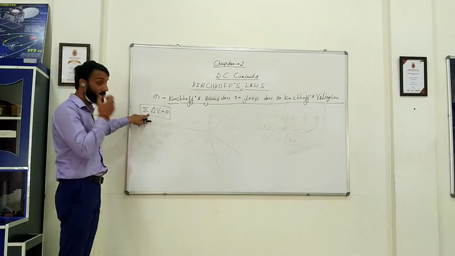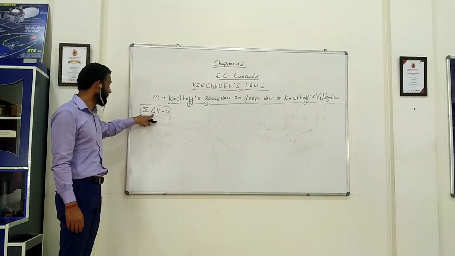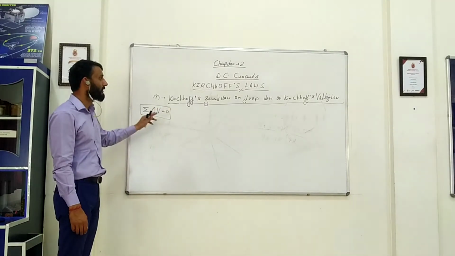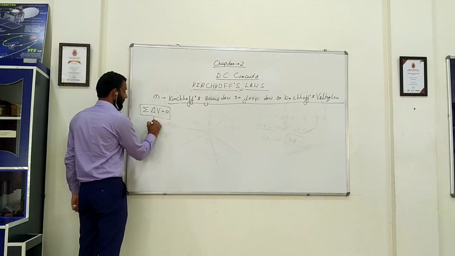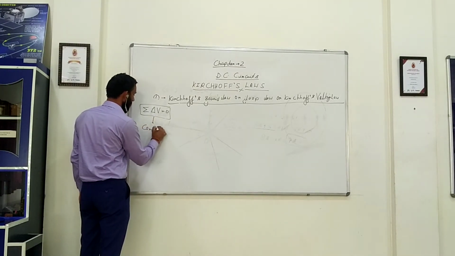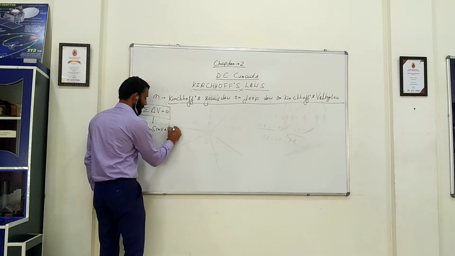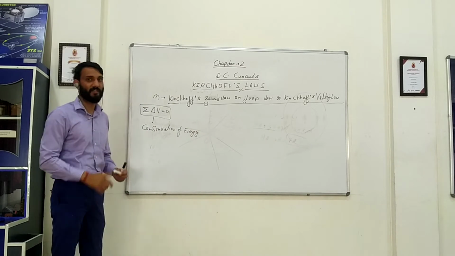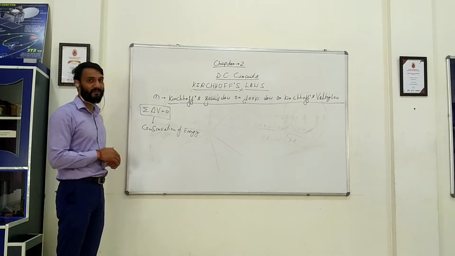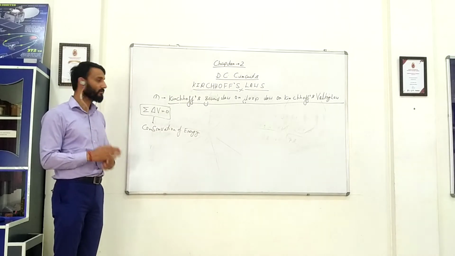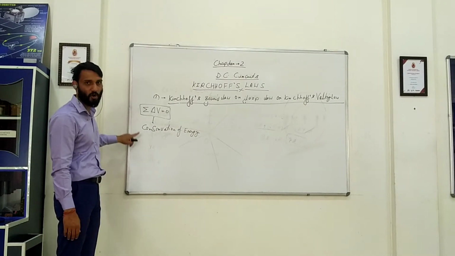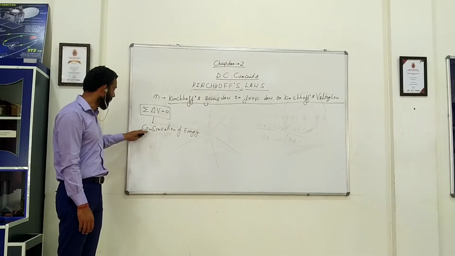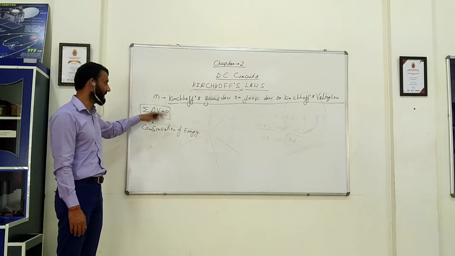So the algebraic sum of all the changes in potential around a closed loop is equal to 0. This is Kirchhoff's second law, the loop law, or Kirchhoff's voltage law. And this law is based on conservation of energy. Like the first one was based on conservation of charge, this is based on conservation of energy. So I hope you have understood the statement of these two, the mathematical expression for these two, and on what principles they are based, right? So these are the two laws.